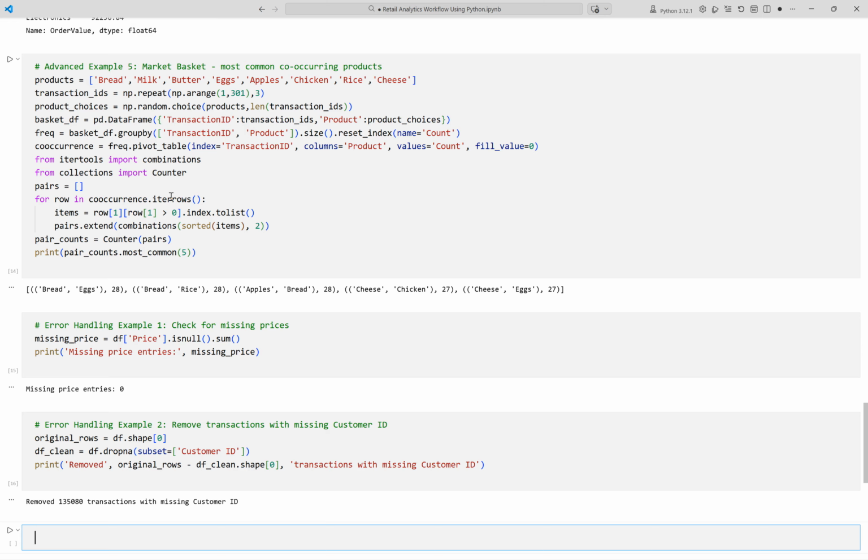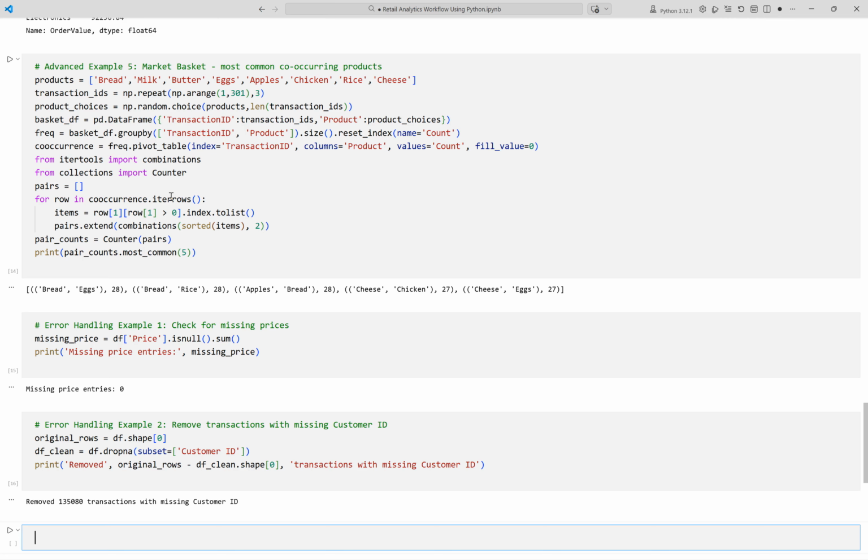Removing these incomplete records helps ensure accurate analysis of customer behavior and sales metrics by only including valid, fully identified transactions. This step prevents errors in grouping or aggregating data by customer later in the analysis. Practice prompt: how could you fill missing values for non-essential fields instead?